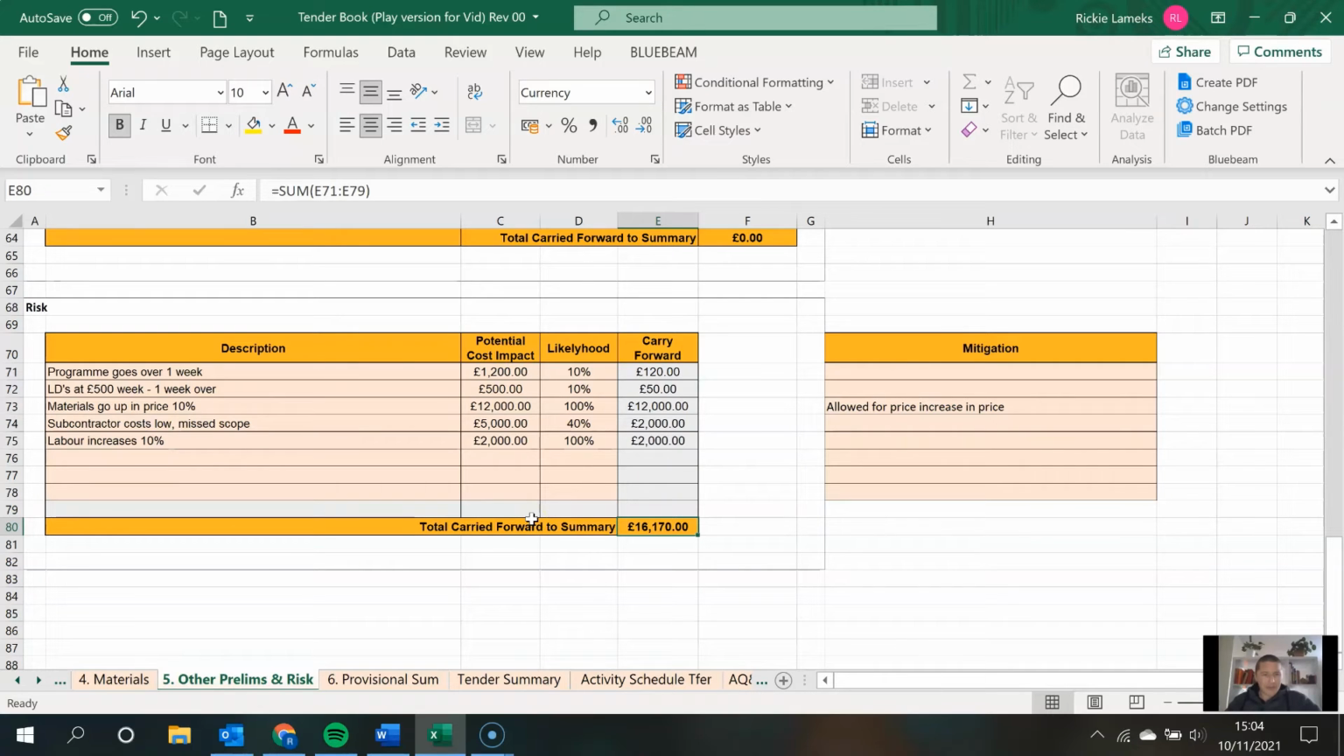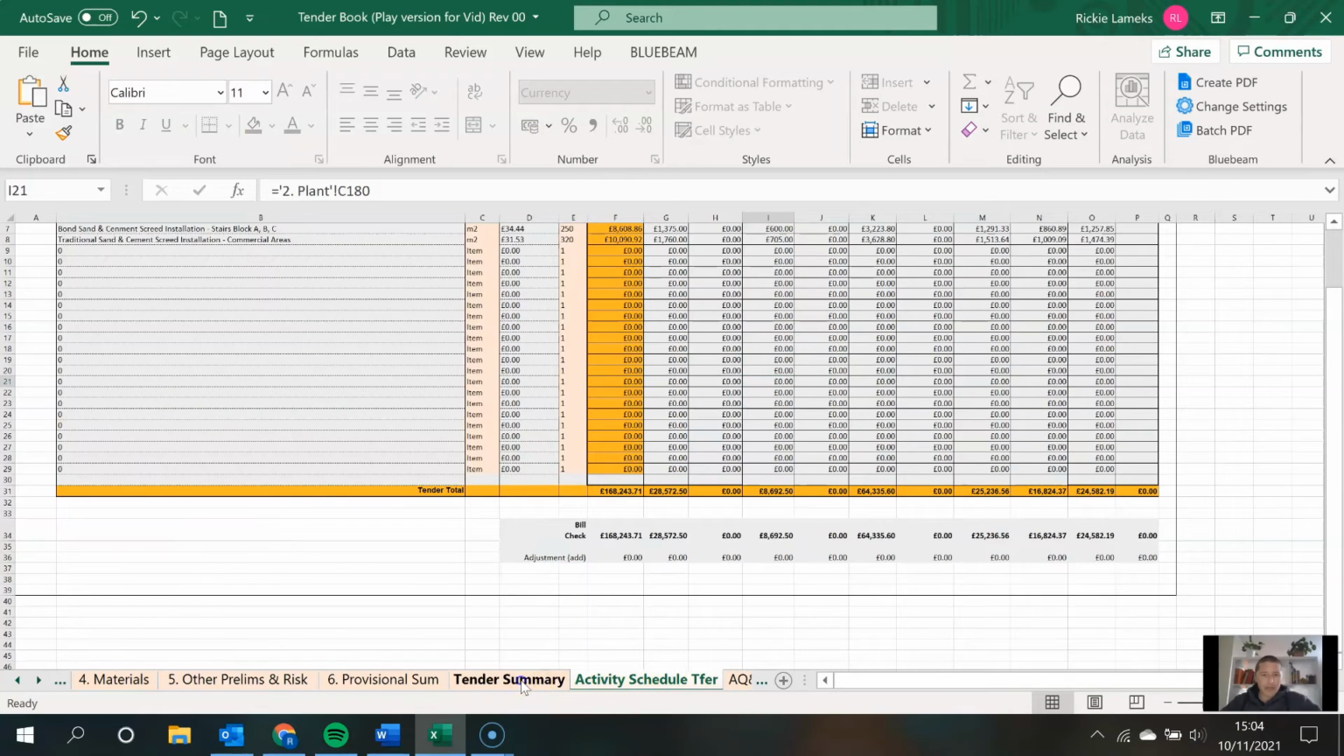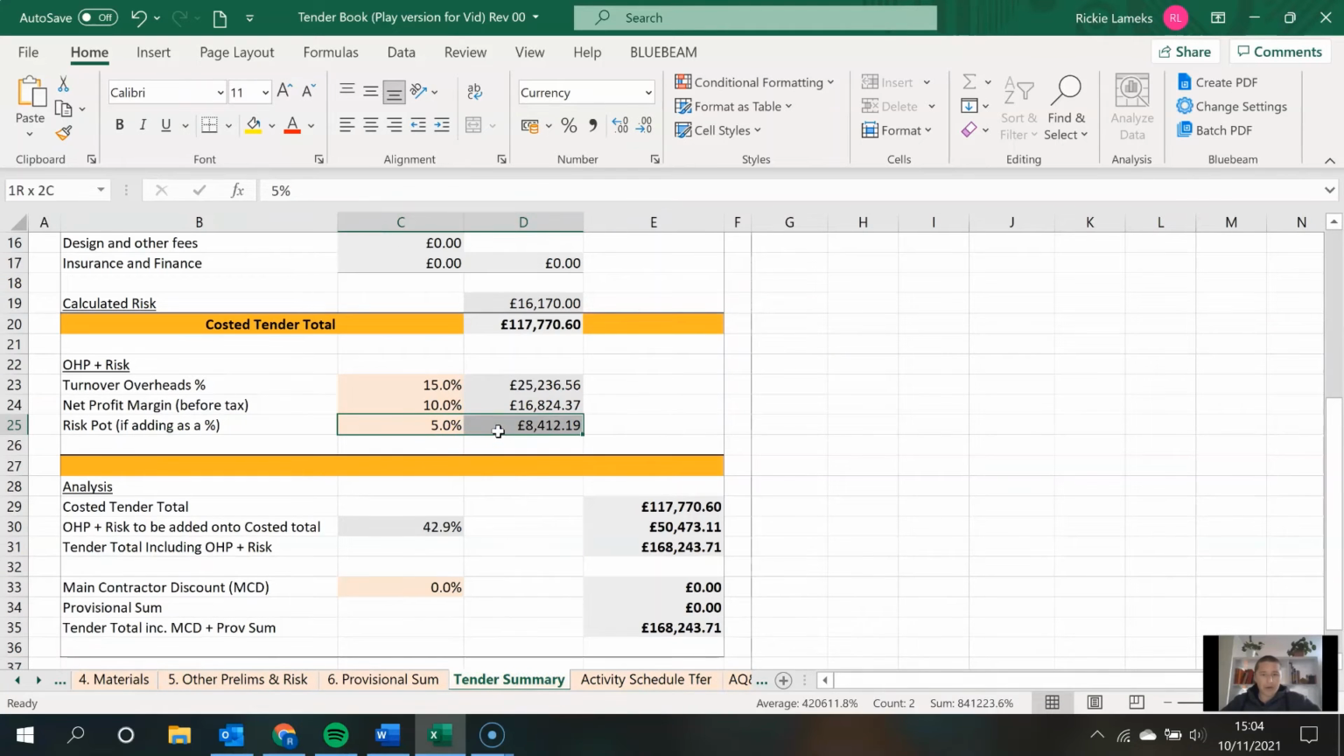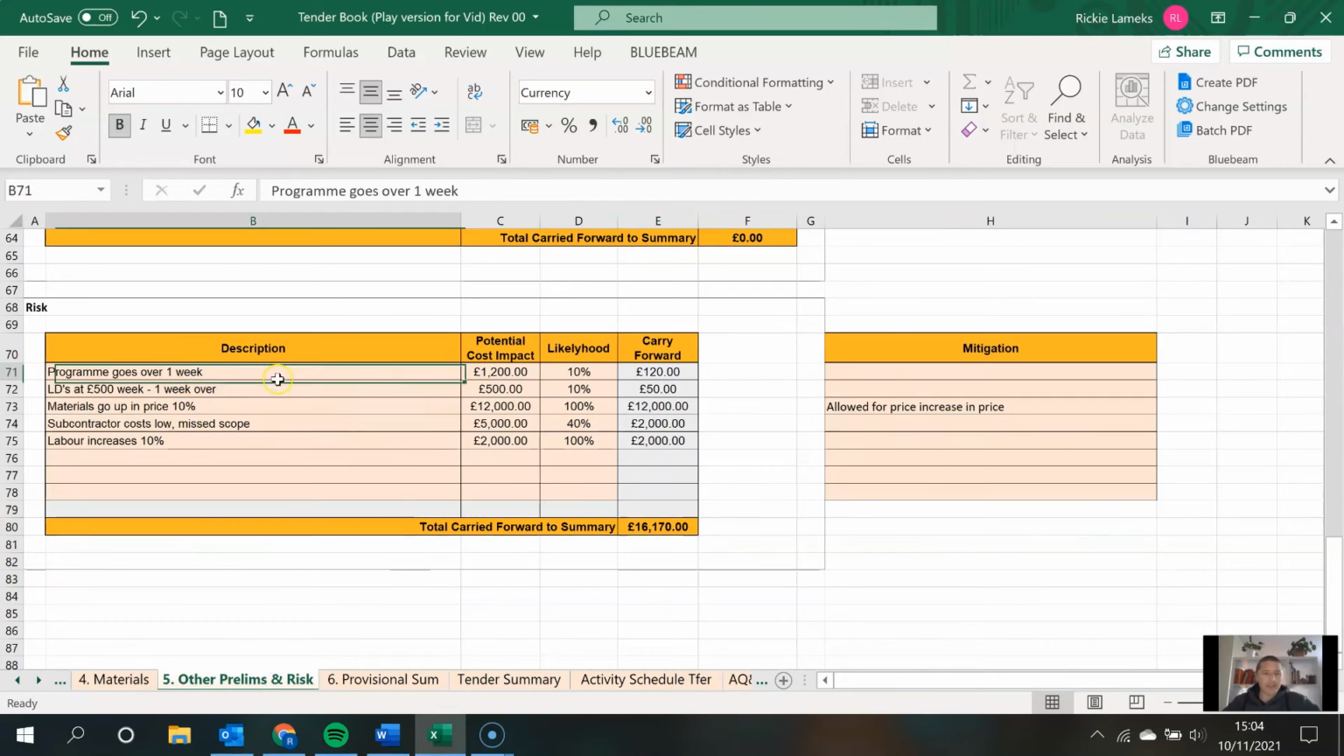Obviously, considering the risk on a job is much preferred to just adding a little risk pot. In this example, you can see we've got 16K here that we think we might get hit by risk, but in our risk pot at 5%, it's only at 8. So there's a little bit of a difference there. I would much prefer to go with this solution.